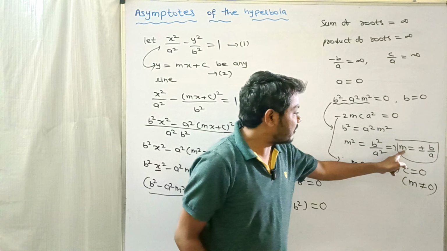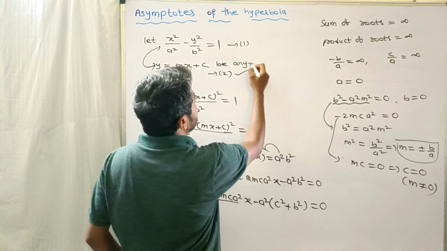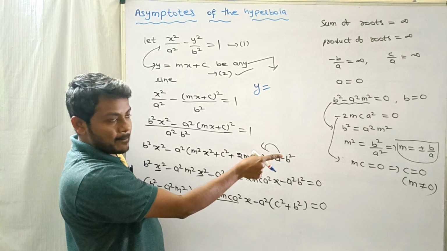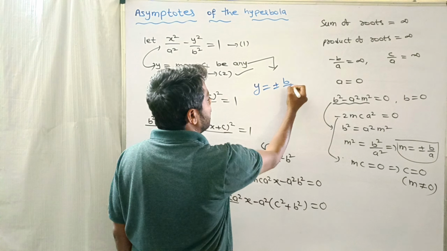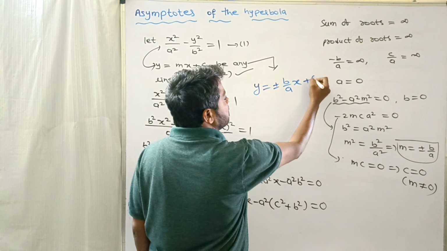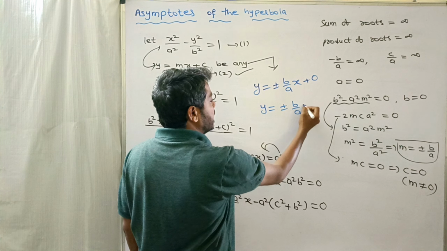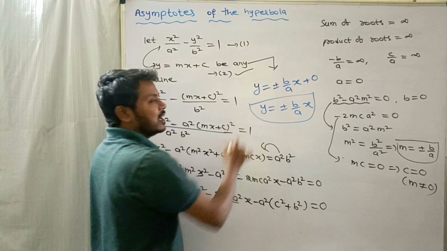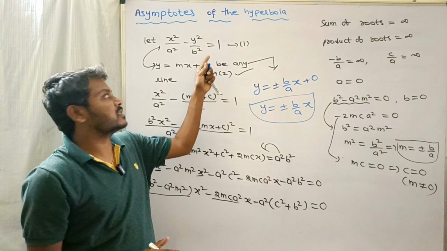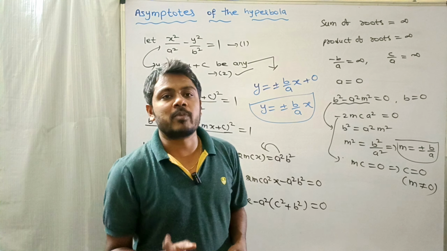Now substitute the m value and c value in equation 2. So clearly this equation 2 becomes y equals m, what is m? Plus or minus b by a, into x, plus c which is 0. Therefore it becomes y equals plus or minus b by a x. So these are the equations of asymptotes to the hyperbola x square by a square minus y square by b square equals 1. Okay. For the next session we will discuss more problems.